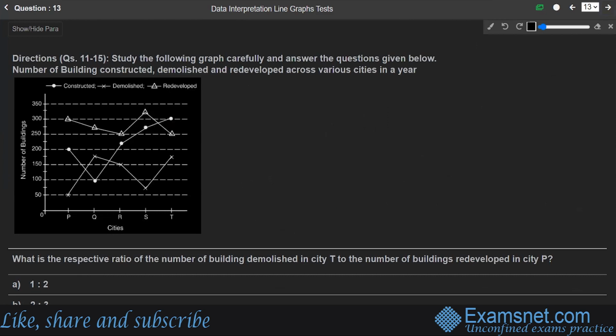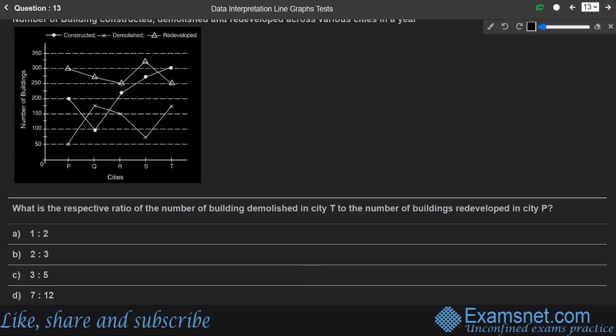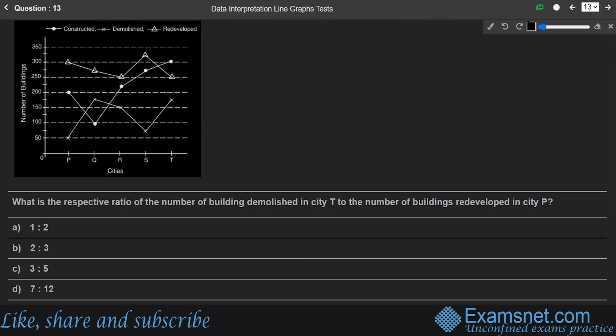Now for the same line graph, a different question is asked. The question says, what is the respective ratio of the number of buildings demolished in city T to the number of buildings redeveloped in city P? Let us see the demolished in city T. In city T, demolished is represented by a cross, which is between 150 and 200. So it has to be 175.